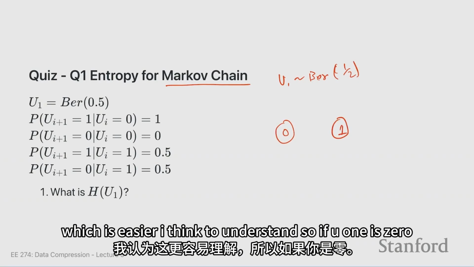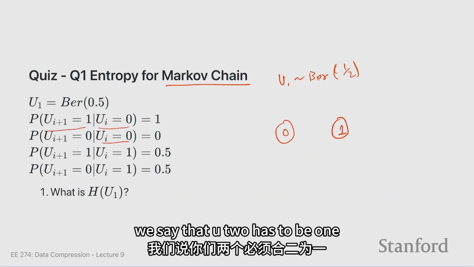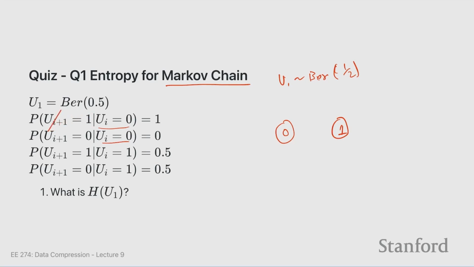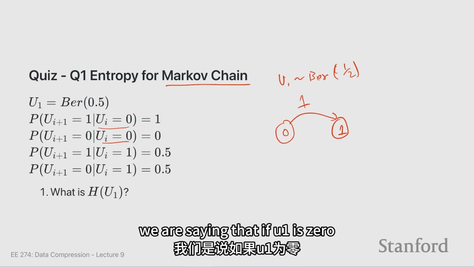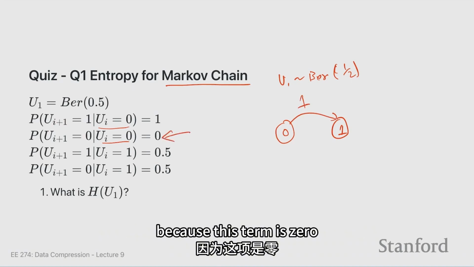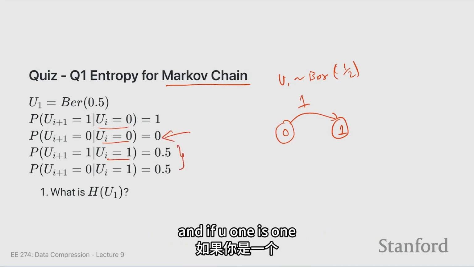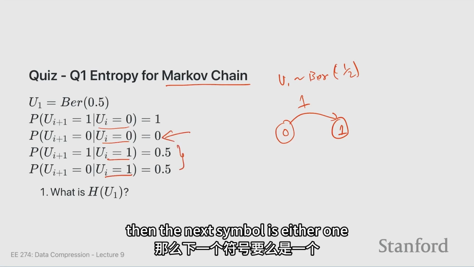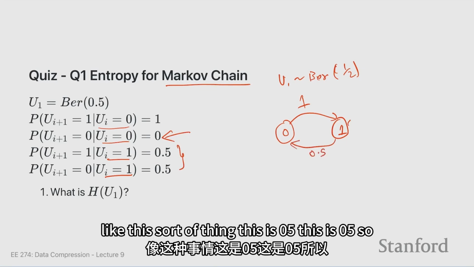So if U1 is 0, we say that U2 has to be 1. Is that clear? Basically, we are saying that if U1 is 0, then there is no chance that U2 is also 0 because this term is 0. And if U1 is 1, then the next symbol is either 1 or 0 with equal probability. So like this sort of thing. This is 0.5. This is 0.5.